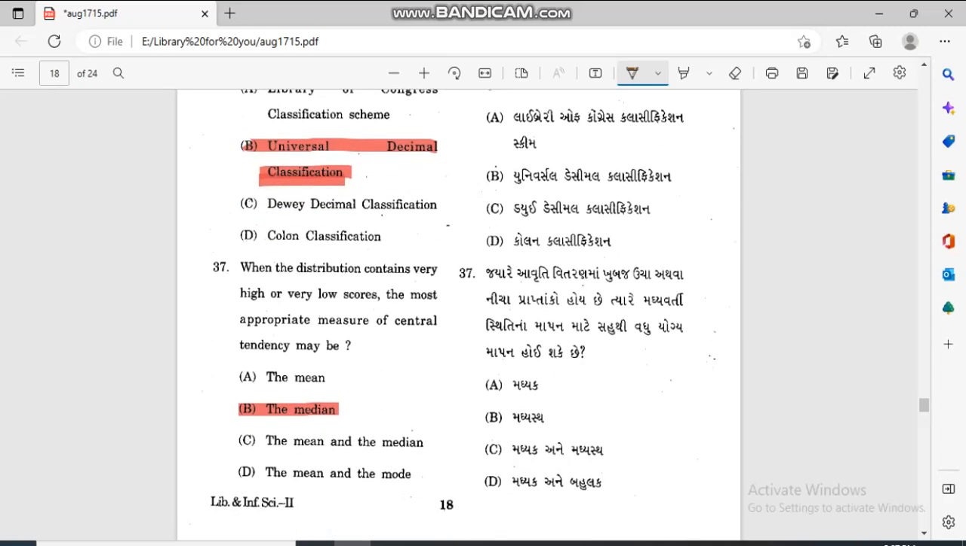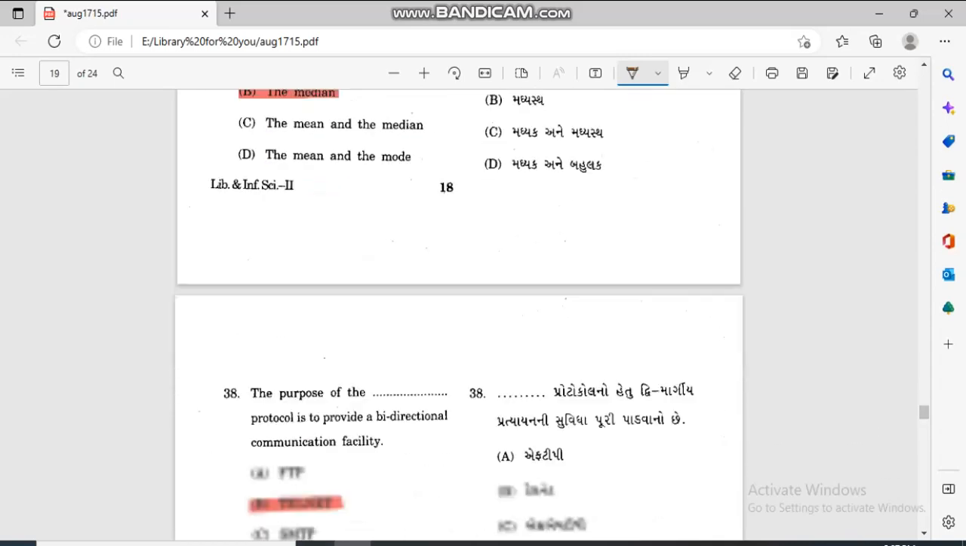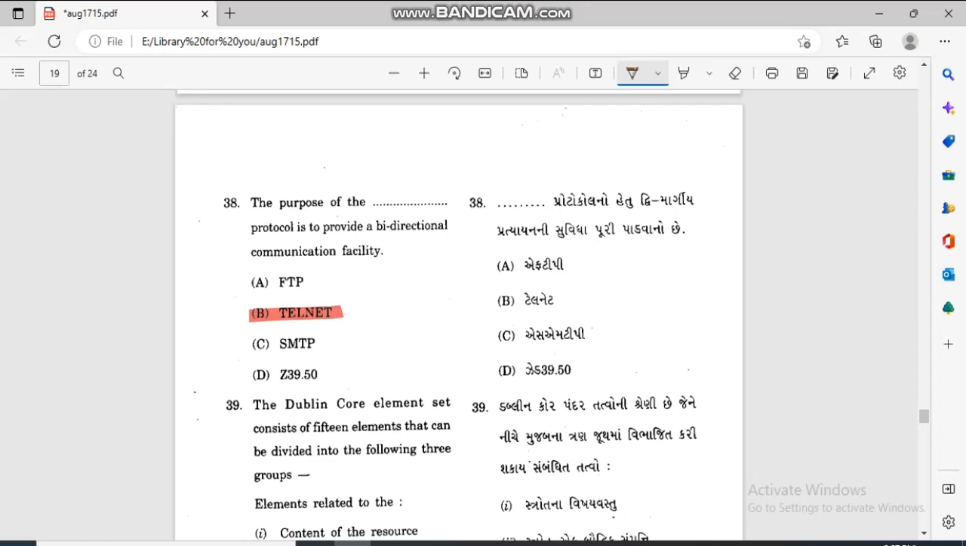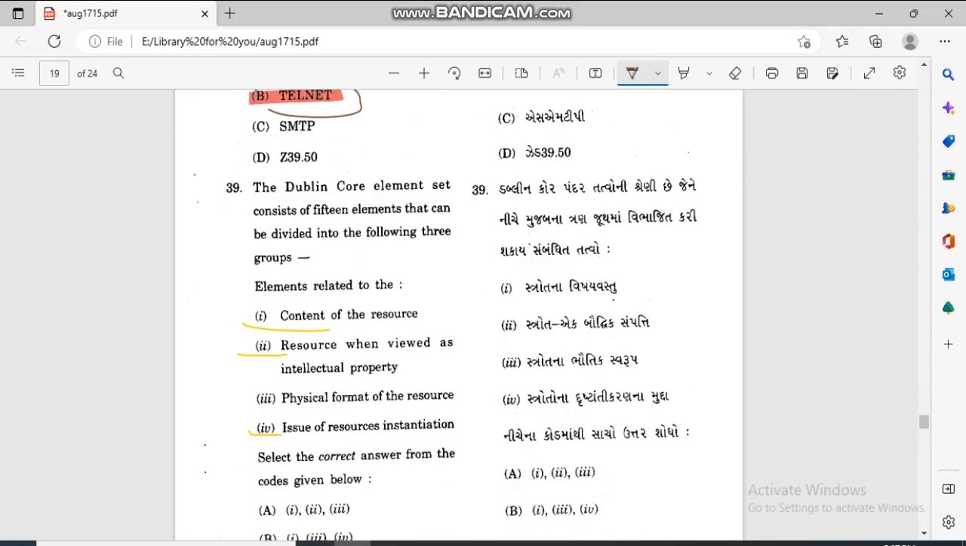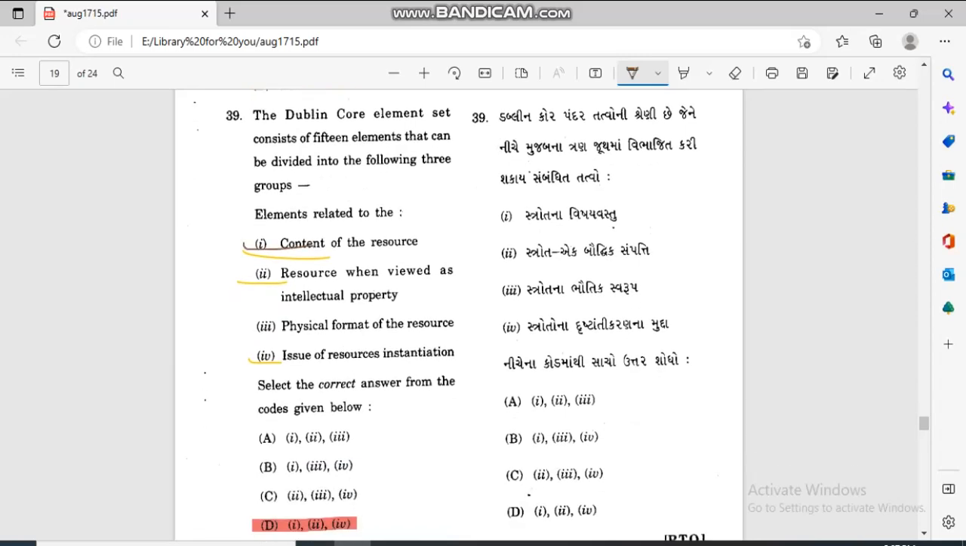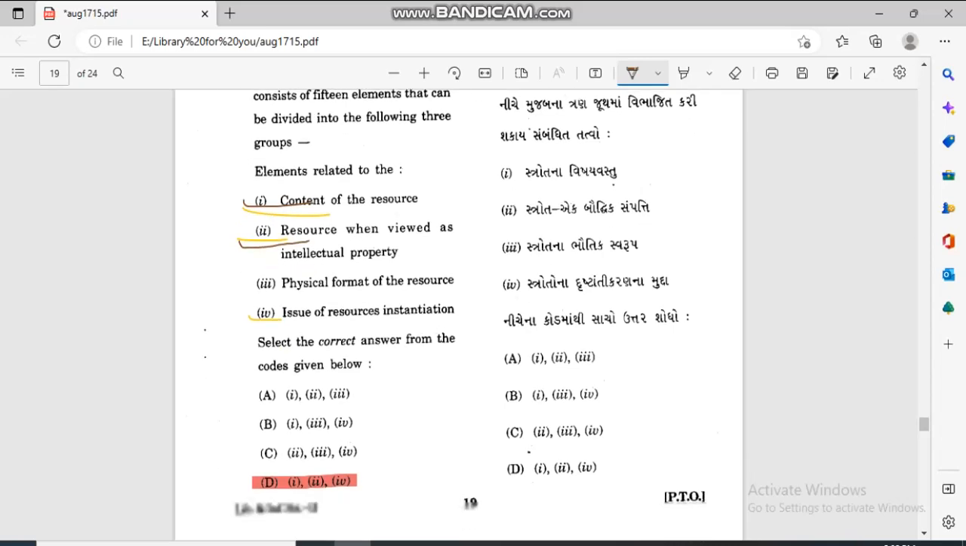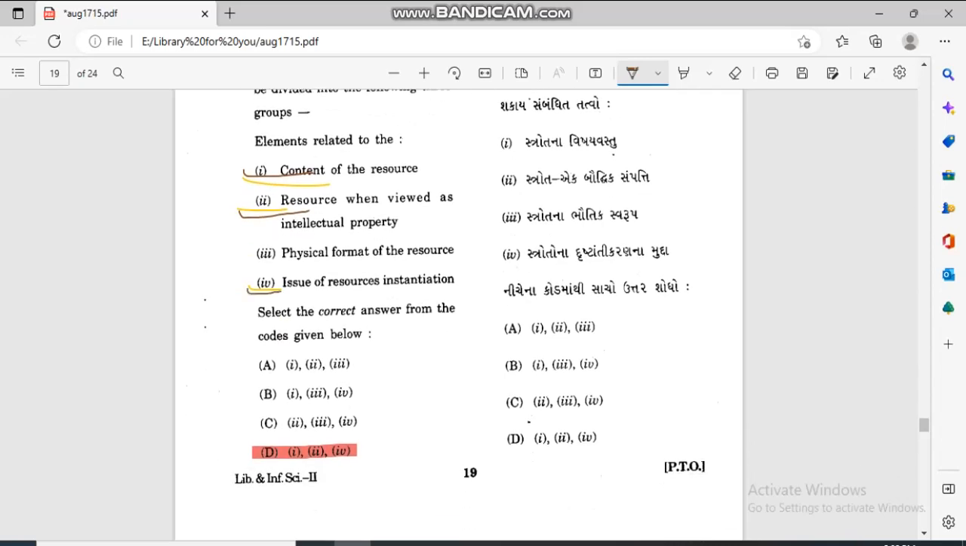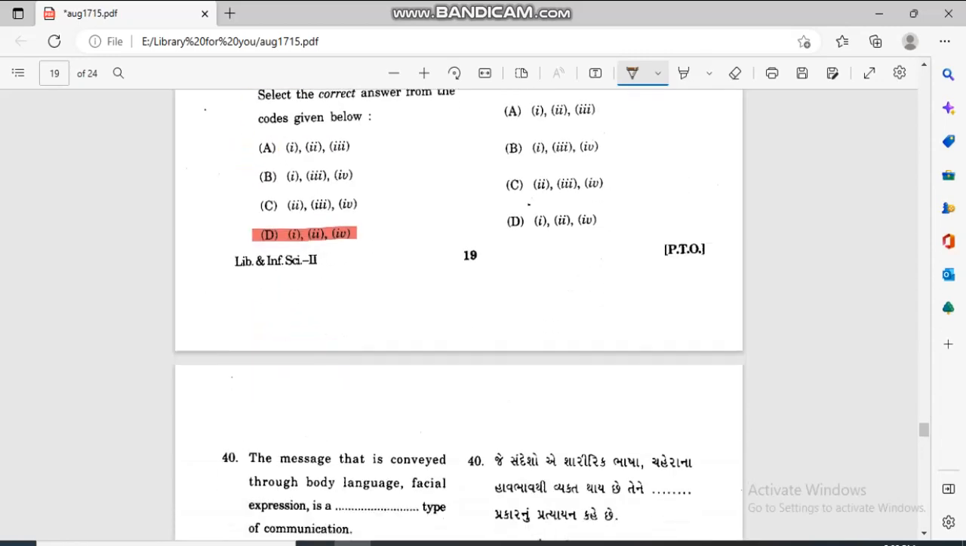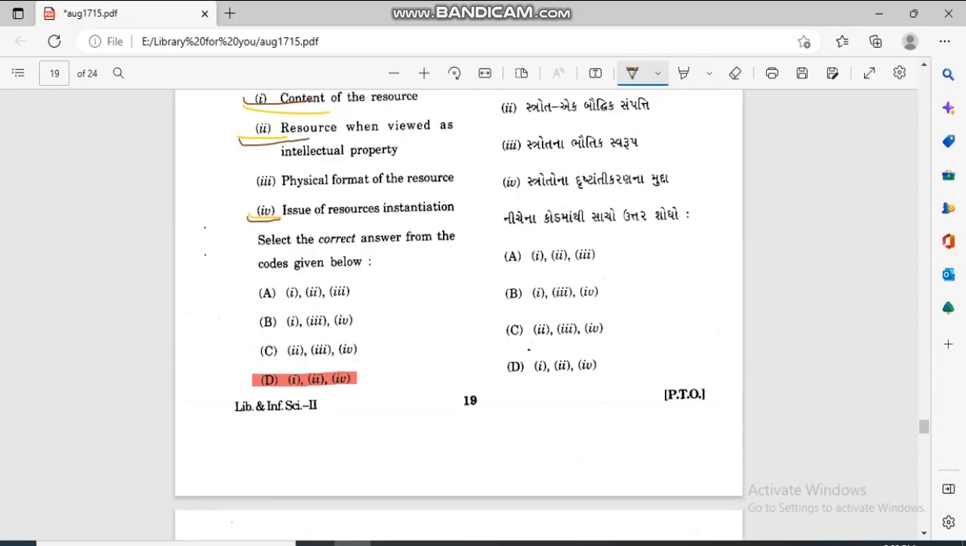When the distribution contains very high or very low scores, the most appropriate measure of central tendency may be the median. The purpose of the Telnet protocol is to provide a bidirectional communication facility. The Dublin Core element set consists of 15 elements that can be divided into the following three groups. First, control of the resources. Second, resources when viewed as an intellectual property. Third, issue of resources instantiation.